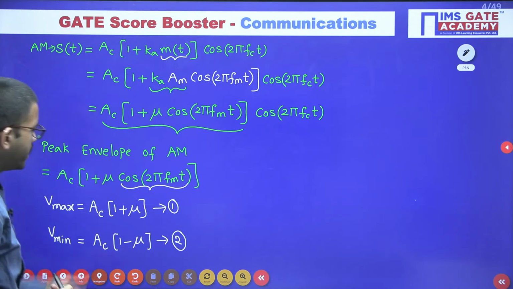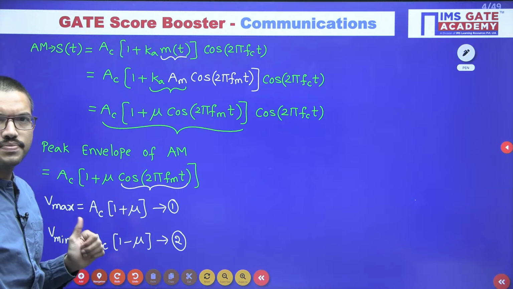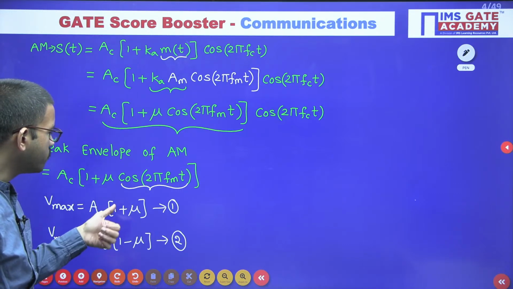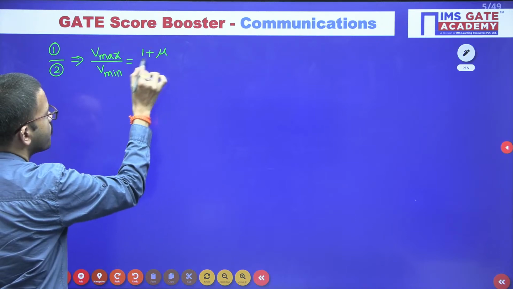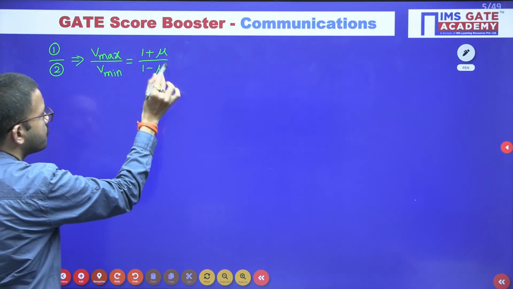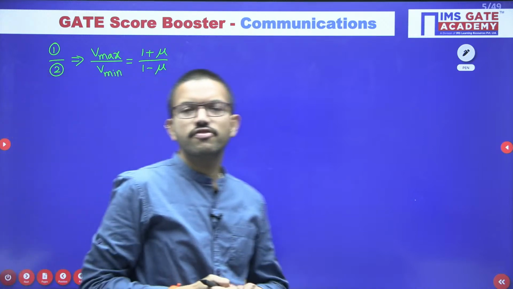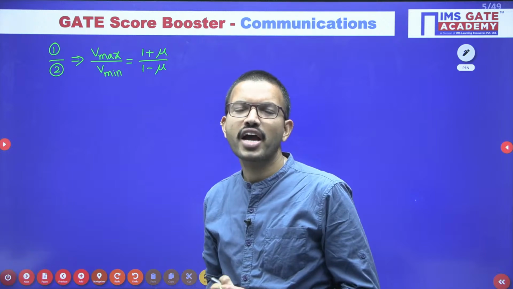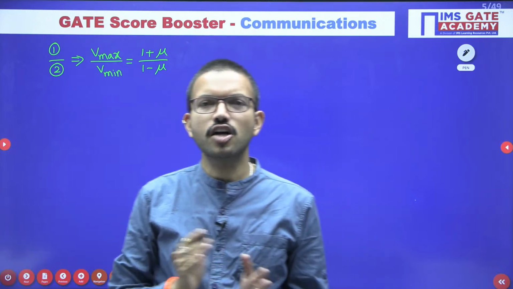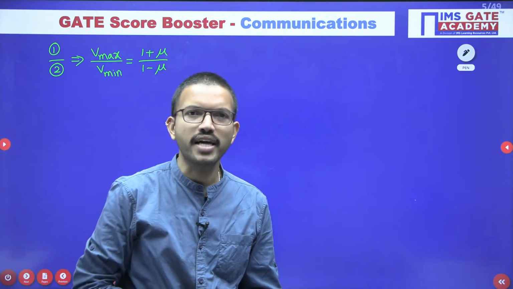Vmax by Vmin. On the right hand side, the AC term will get cancelled. You are getting (1 plus mu) by (1 minus mu). So from this equation, our agenda is to calculate the modulation index. I hope you might have studied componendo and dividendo operation in maths.